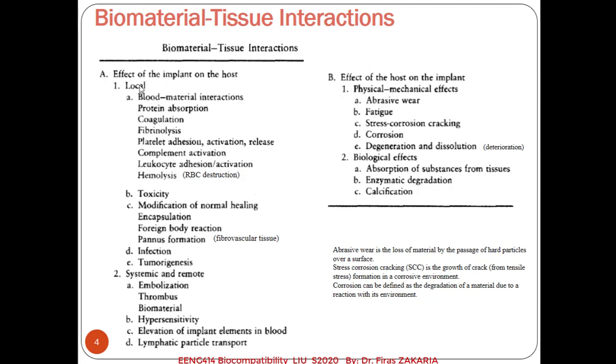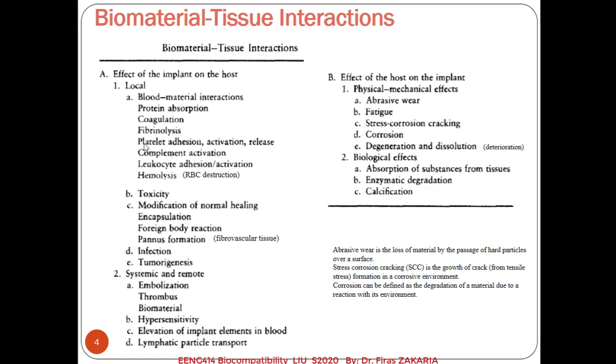What are some effects? We have local effects, for example, blood. Concerning the blood-material interactions, some effects are protein absorption and coagulation. Coagulation means blood clotting. Fibrinolysis: when I say fibrin, fibrin is a protein, and this protein is involved in the clotting of blood. Fibrinolysis, by definition, is the enzymatic breakdown of the fibrin in blood clots. So this is what happens when there is a breakdown of the fibrin, and fibrin is involved in the clotting of blood.